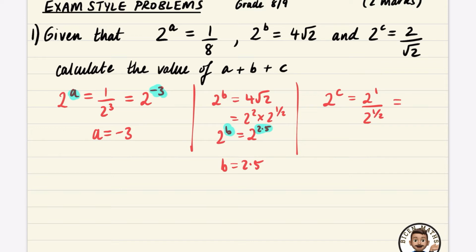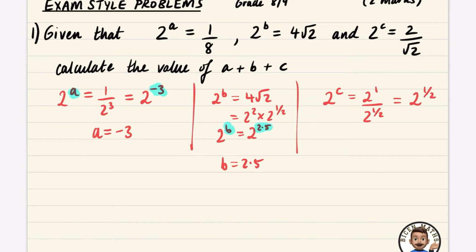And the subtraction law means you do 1 take away a half, and 1 take away a half is just a half. 2 divided by root 2 is 2 to the power of a half. Now by comparing these things, we can see that c must be equal to a half, or because I've done the other one in decimals, I'm going to do this in decimals too.